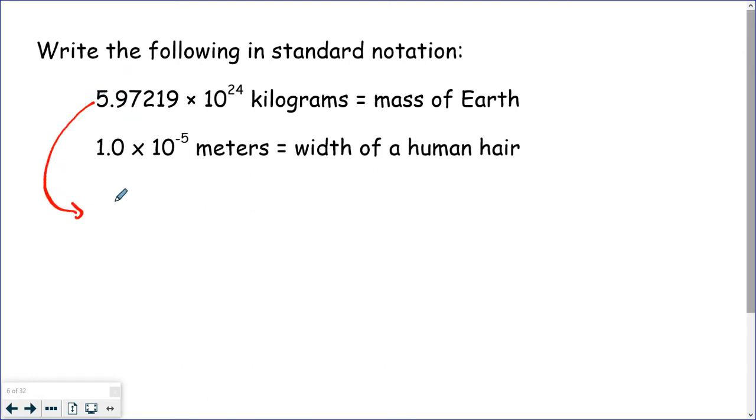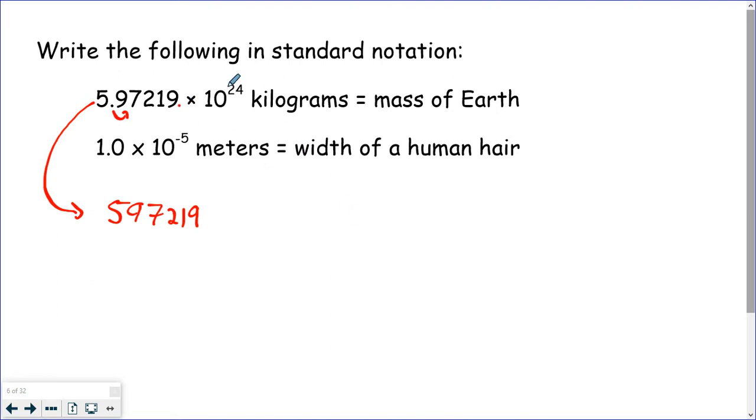And our first one here is going to be a bigger number. 10 to the 24th is a positive power. And so I'm going to take my decimal here. I'm going to move it this direction 24 times. And the 9, the 7, 2, 1, 9, all of those count as spots that I'm moving the decimal. And so this would be my first spot. So that's 1, 2, 3, 4, 5. 5 spots to get to the end of my number right here.